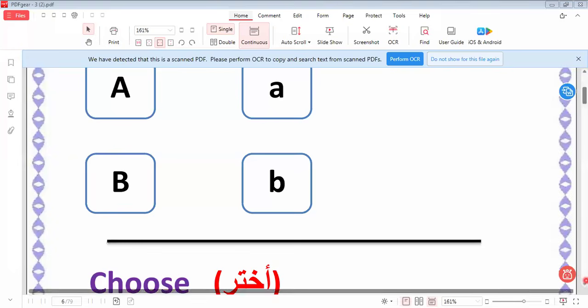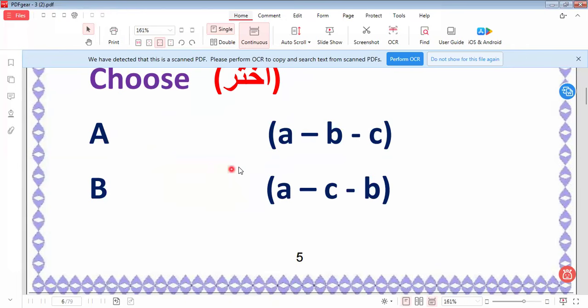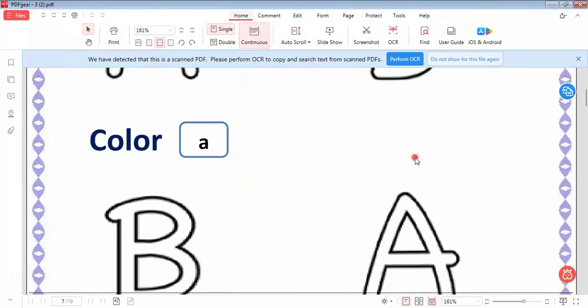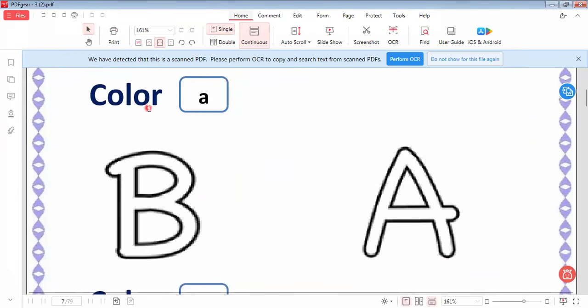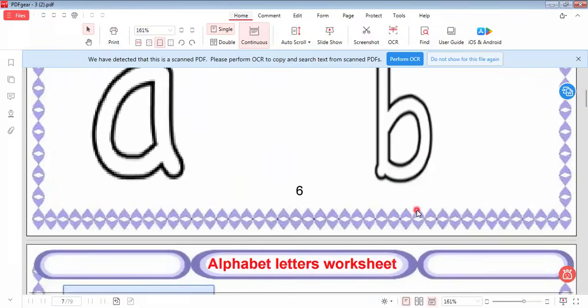So let's go to another one. Here is a choice. Where here is capital A, where is small a? This one. Here is capital B, where is small b? This one. Let's go to another one. Here is capital A and small a. Color the capital A here. So I color this one. Here is capital B, I color small b, this one.